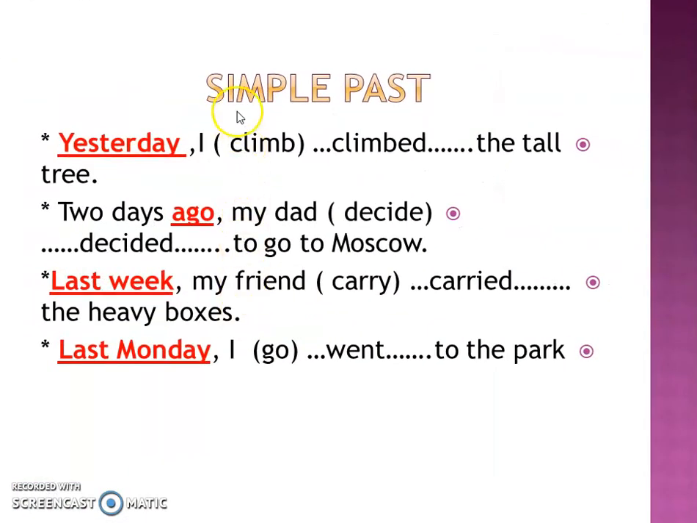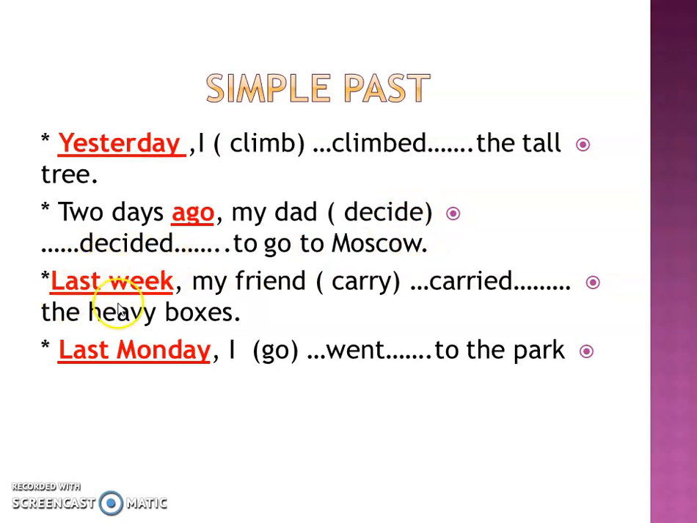Let's look at these examples, okay? Yesterday, I climb. Climb ends with B. B is a consonant, okay? In the past, it becomes climbed, okay? So, I climbed the tall tree. Two days ago, my dad decided. Okay, the verb decide ends with E. Because it ends with E, we just put D: decided.